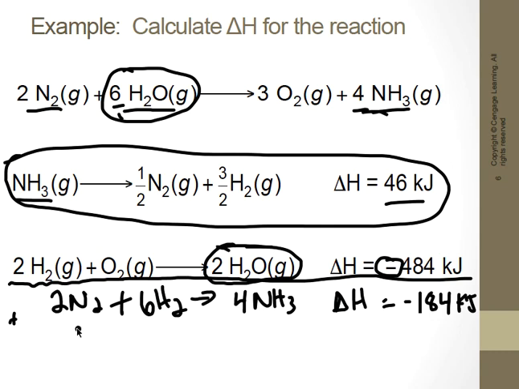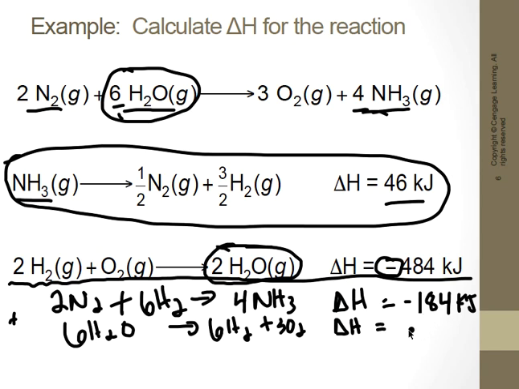So let's just multiply by 3 first. So my reactant now would be 6H2O, and that's going to yield 6H2 plus 3O2. The delta H is going to be 3 times the 484. 3 times 484 is 1452 kilojoules, and now it will stay positive. I don't need to write that, but I could, but it will stay positive.